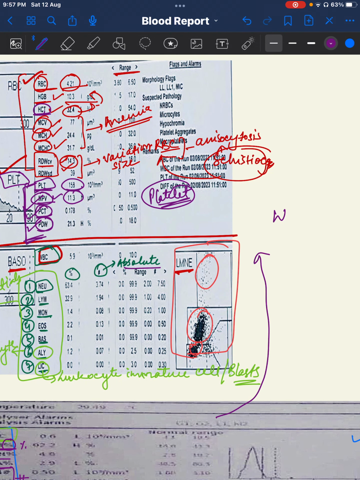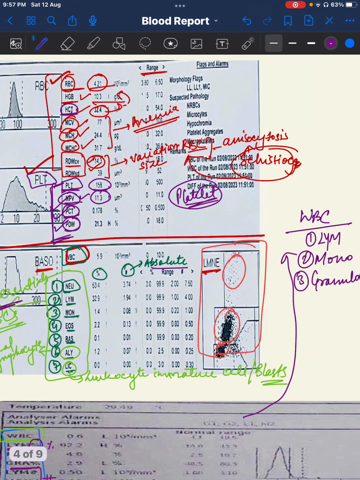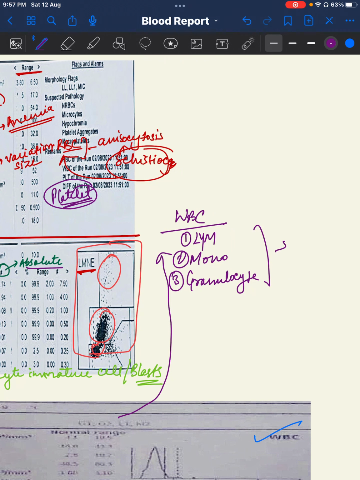this report has just given me the information about WBC as one lymphocyte, monocyte, and third thing it has given me granulocyte. Okay, but here in this report it has not talked about anything as granulocyte, and in addition it has talked about 7 differentials, and here it is just 3 differentials. Okay, only 3 differentials of WBCs it has given me in this report.